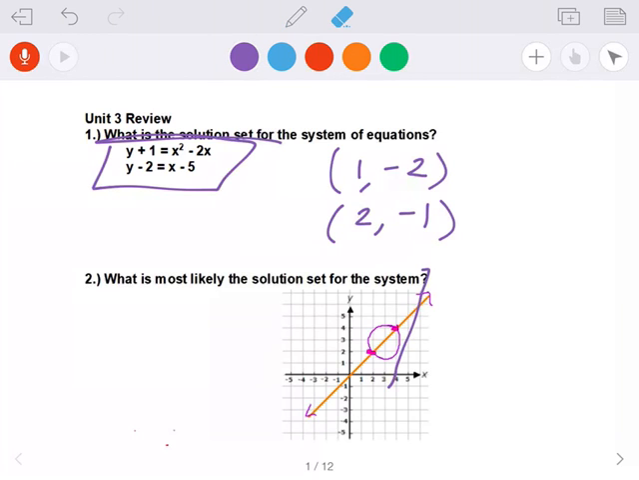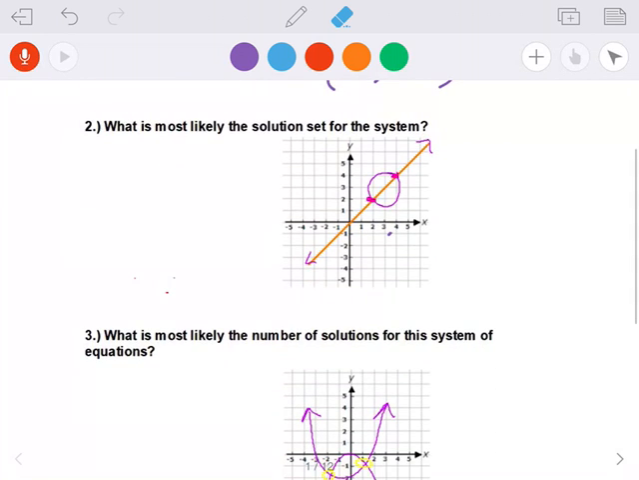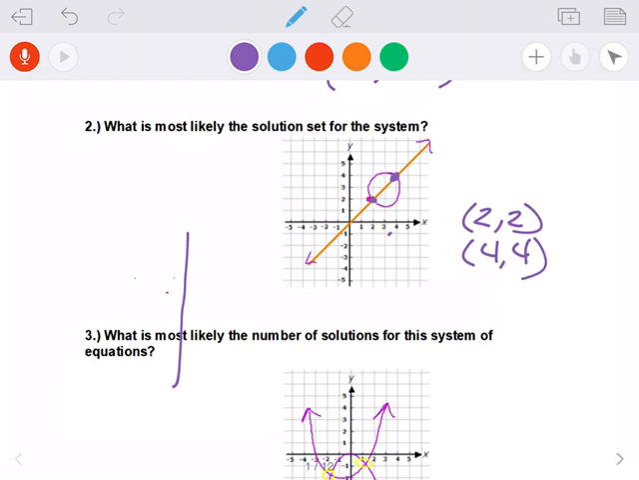Number 2, it asks us what is the most likely the solution set for the system. So what is the solution set? Is just asking us where do they intersect each other. So they're intersecting each other right here at 2, 2, and they're also intersecting each other right here at 4, 4. So it's understanding what the question's asking.